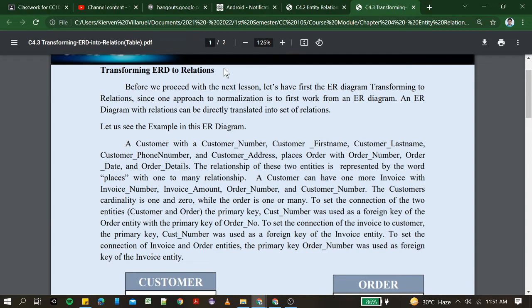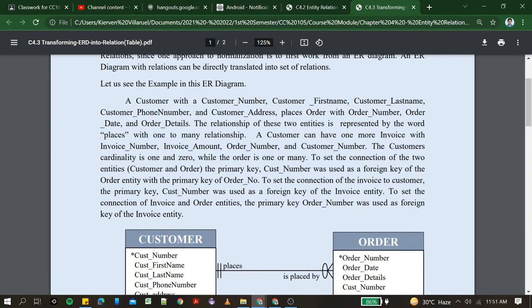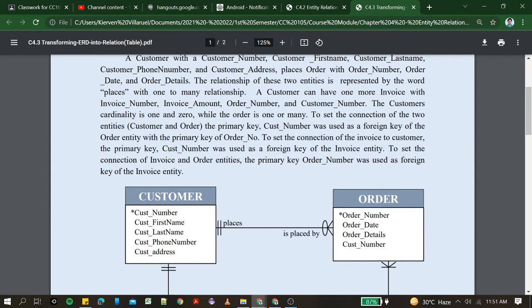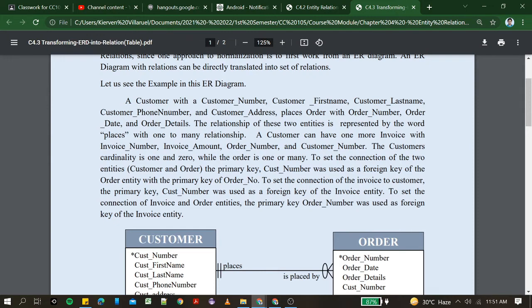And the relations that are set in this part are what we call the tables. So, let us see in this example ER diagram. We have here three entities, and this diagram was drawn using the crow's-foot notation. Our business rules say: a customer with a customer number, customer first name, customer last name, customer phone number, and a customer address places an order with an order number, order ID, and order details.